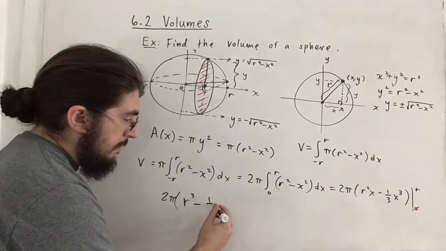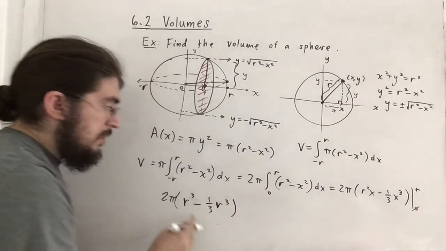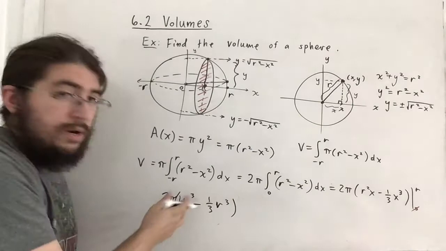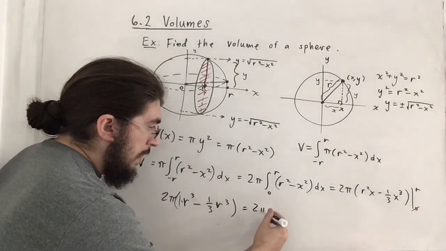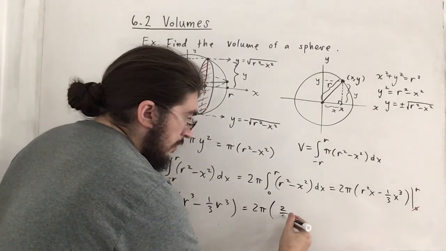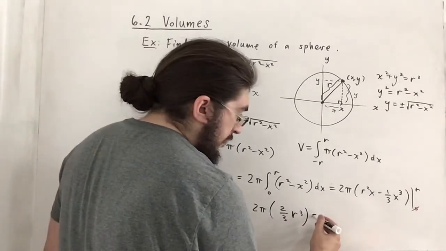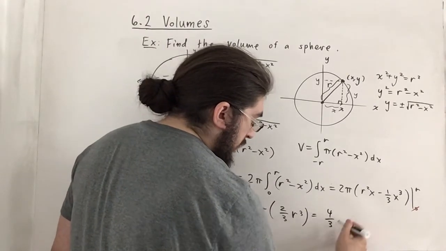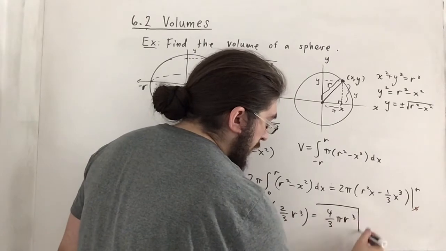Minus 1/3, well, x is r, so r cubed. And notice 1 minus 1/3, because it's 1 r cubed. So 1 minus 1/3 is 2/3. So we get 2 pi times 2/3 r cubed. And after combining these a little bit, we get the familiar formula for the volume of a sphere. 4/3 pi r cubed.